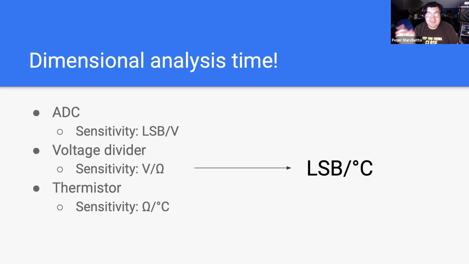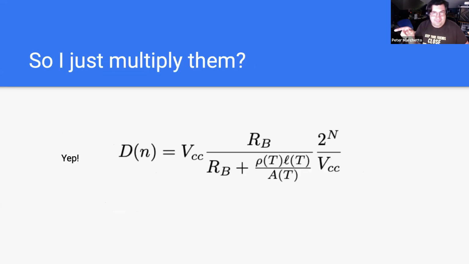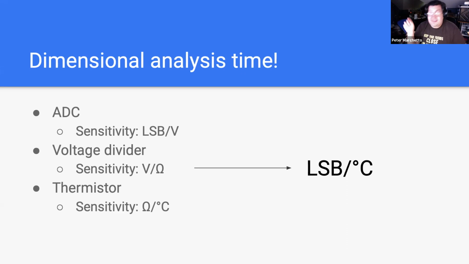So in our case, the analog to digital converter has a sensitivity in least significant bits per volt. The voltage divider has a sensitivity of volts per ohm. The thermistor has a sensitivity of ohms per degree C. We multiply all three of those and we can check our work, and instead look and say, yes, we have least significant bits per degree C.